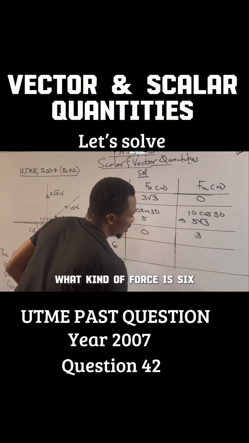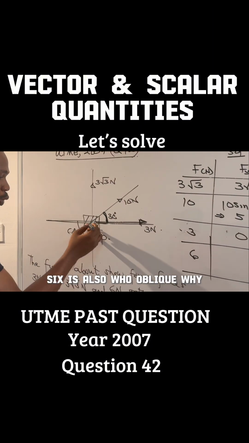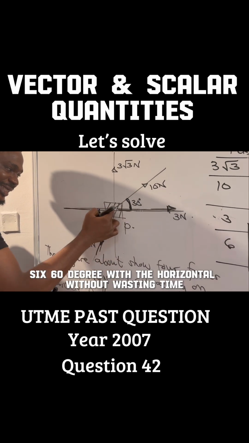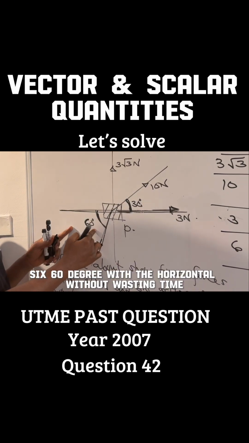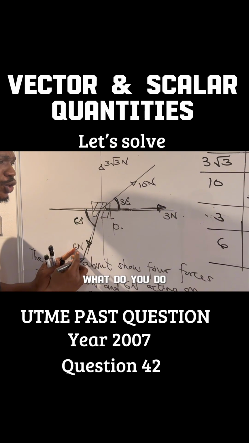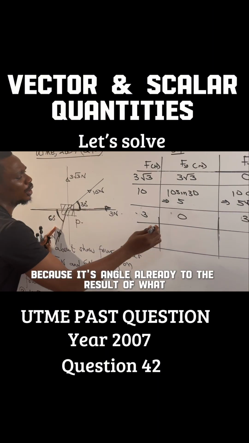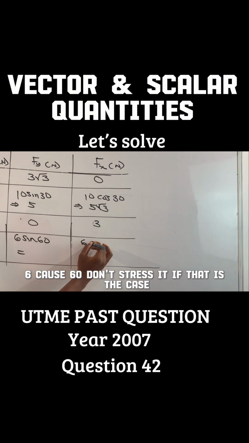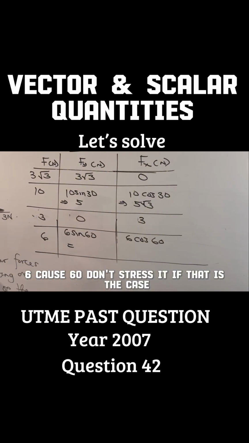What kind of force is 6? 6 is also oblique. Why? It makes an angle with the horizontal. 60 degrees with the horizontal. Without wasting time, because the angle is related to the horizontal, the vertical will be 6 sine 60. And the horizontal is going to be 6 cos 60. Don't stress it.